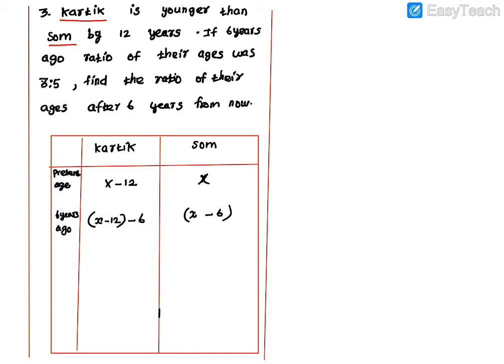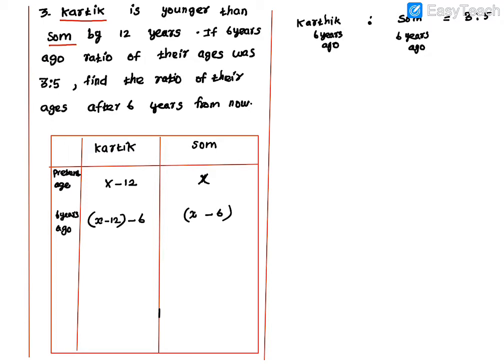So that means 6 years ago the ratio of their ages was 3:5. See here, 6 years ago Karthik is to Som. Before 6 years, their ages will be in the ratio of 3:5. So this age will be 6 years ago, and this age will be 6 years ago. Okay, Karthik 6 years ago.